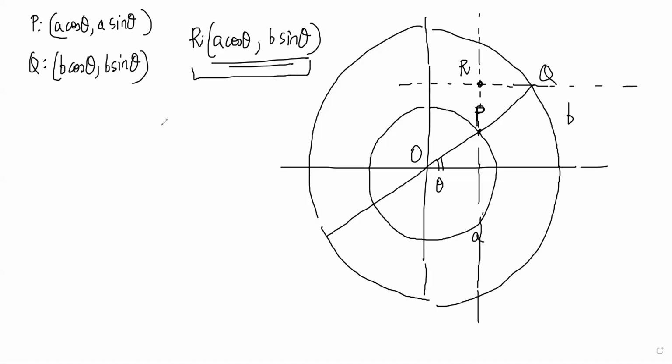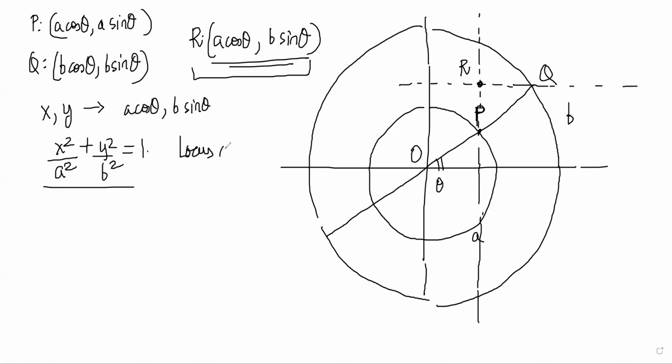Clearly, if R is this point, and x, y are the coordinates of R, which are a cos theta and b sin theta, it will satisfy the relation x square by a square plus y square by b square equals 1. You can see that the locus of R is an ellipse. Our job is to find the eccentricity of this ellipse. Notice here that b square is bigger than a square, so it's an ellipse with major axis along the y-axis.